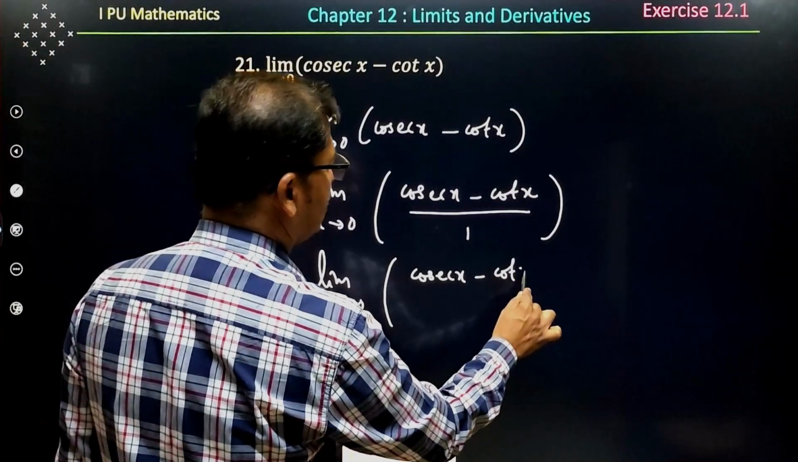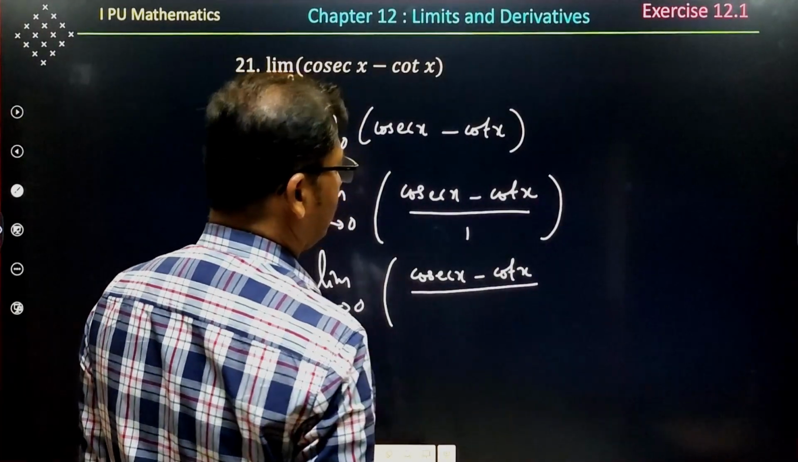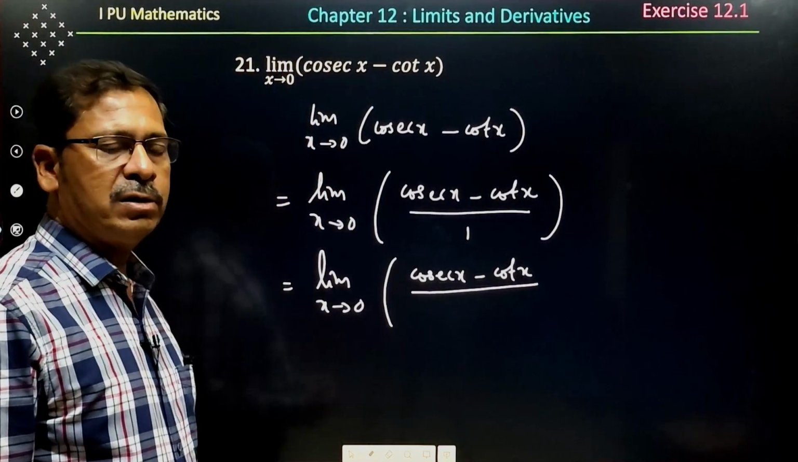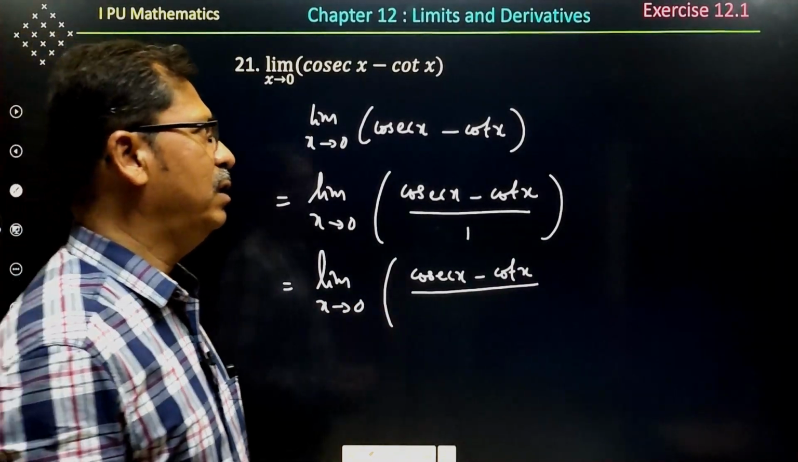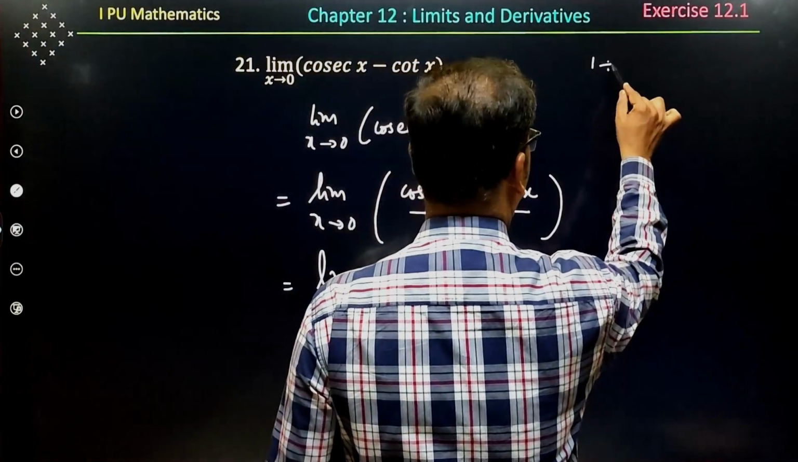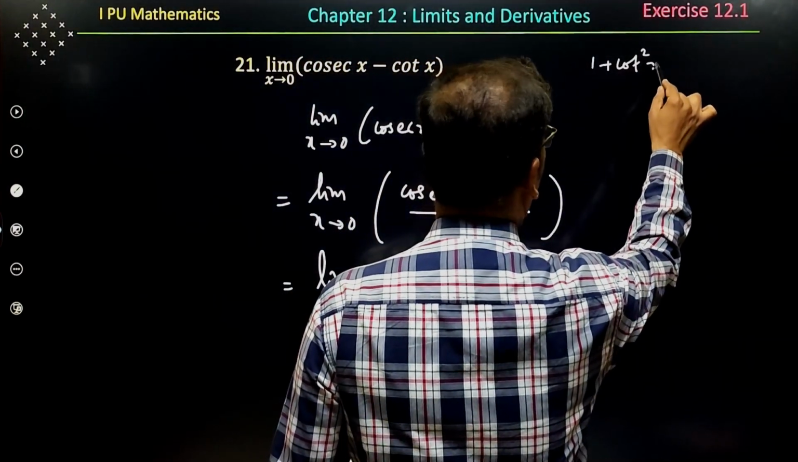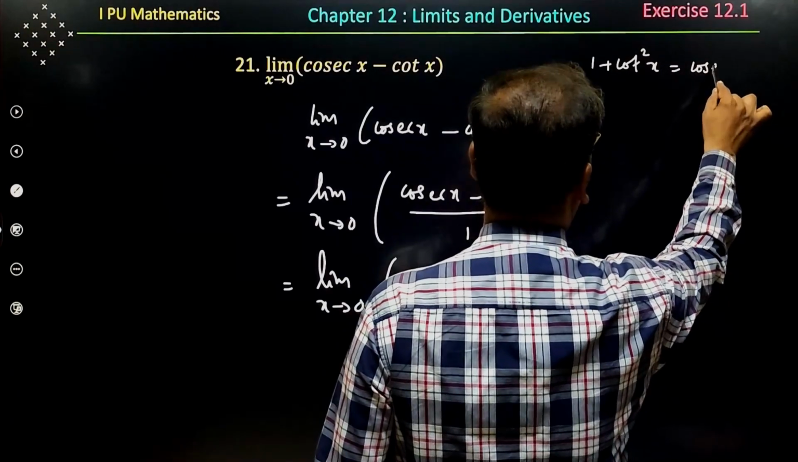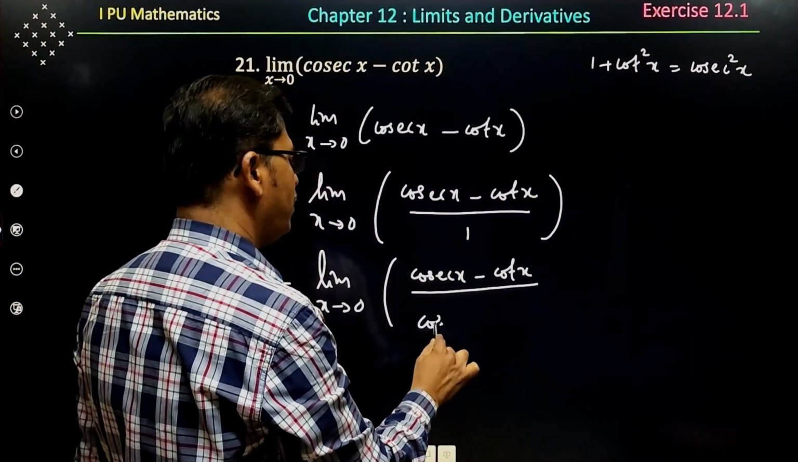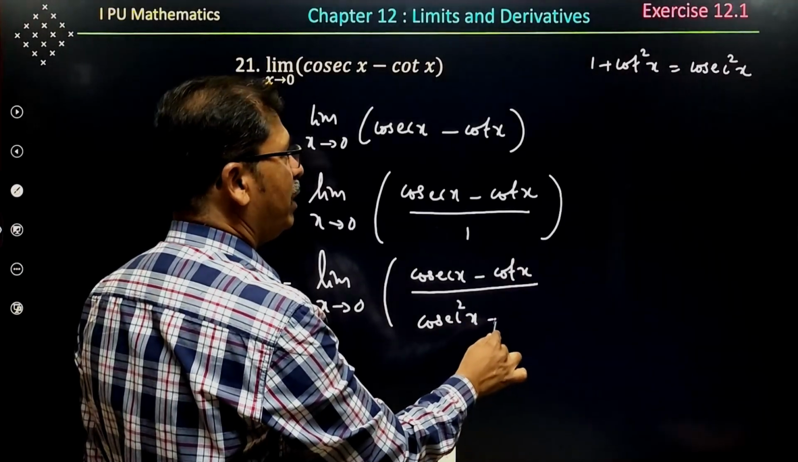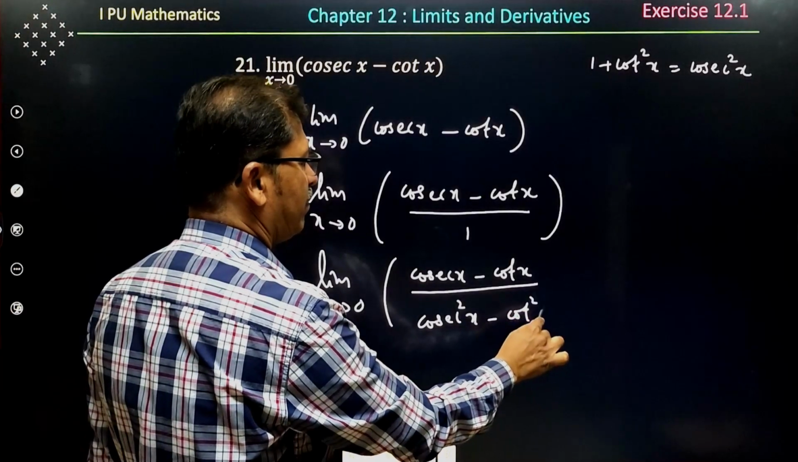Is it possible for you to say, in terms of cosec x and cot x, how can we replace 1 by using trigonometric identities? In particular, 1 plus cot square x is equal to cosec square x. I am telling you, use this. 1 is equal to, how do you write it? Cosec square x minus cot square x, you can write.